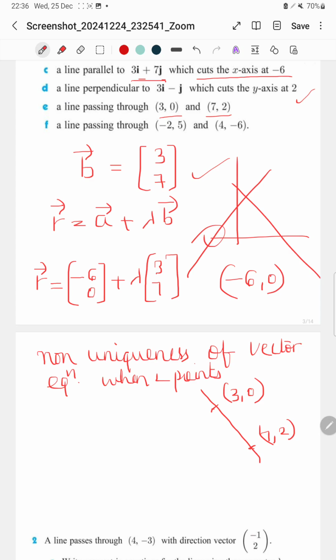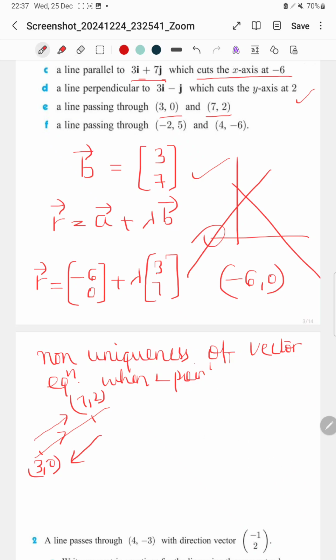Now you need not draw the exact coordinates, it's just a random idea. It can be like this actually, one point is (3, 0) and the other point is (7, 2). Okay, now the line is passing through these points. Direction vector I can consider this way, or I can consider this way also. So I will be taking both the conditions.